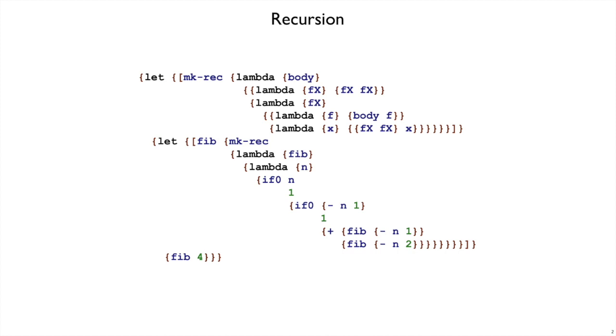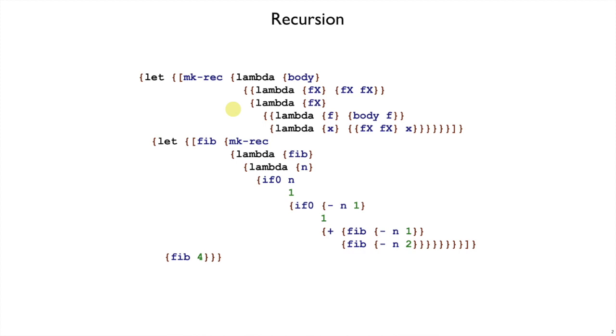We've seen before that we can implement recursive functions in Curly even without adding a recursive binding construct. For example, if we want to implement Fibonacci, we can use this makerec function on a function that takes Fibonacci, and so on. And it all works out. Makerec is a variant of the Y Combinator here.